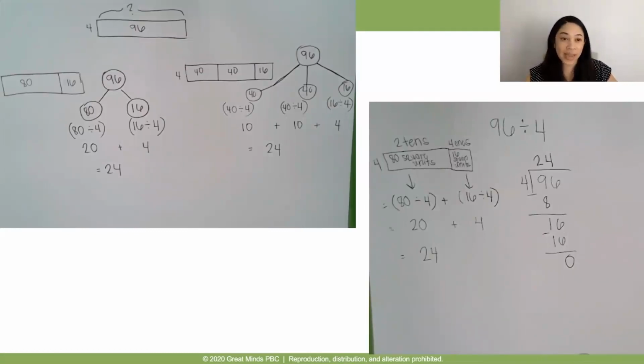We solved 96 divided by 4 in 2 different ways using the area model. First, we started with the whole rectangle, and then we partitioned it. The second way was to go one place value at a time and make the whole rectangle from parts.